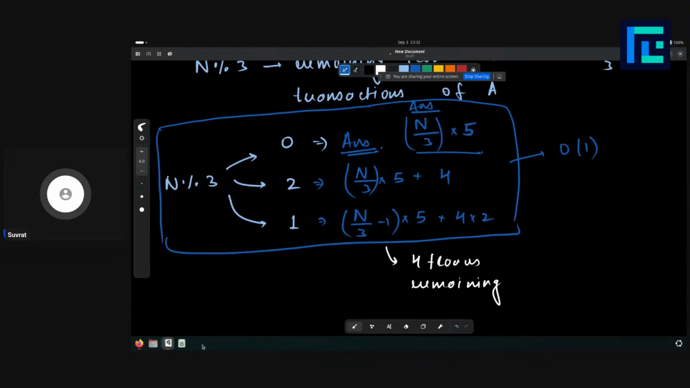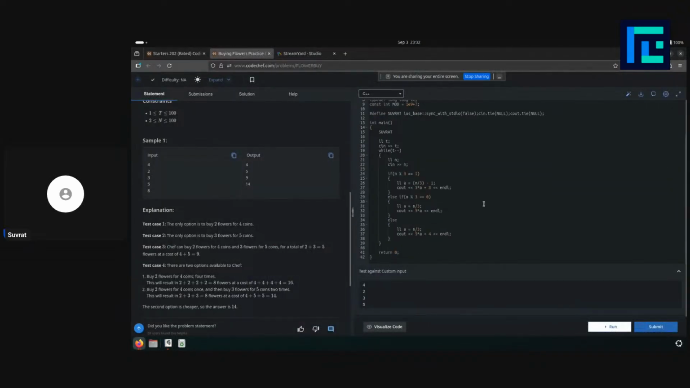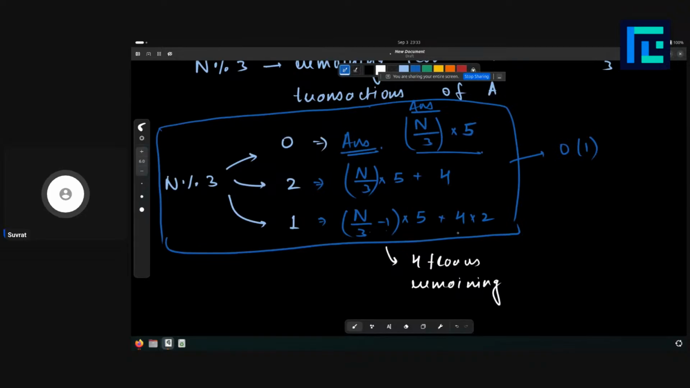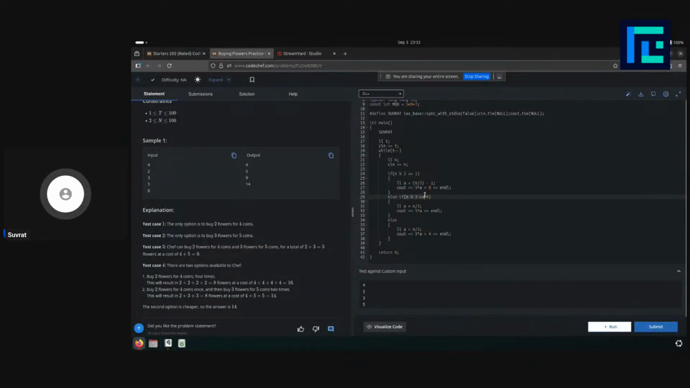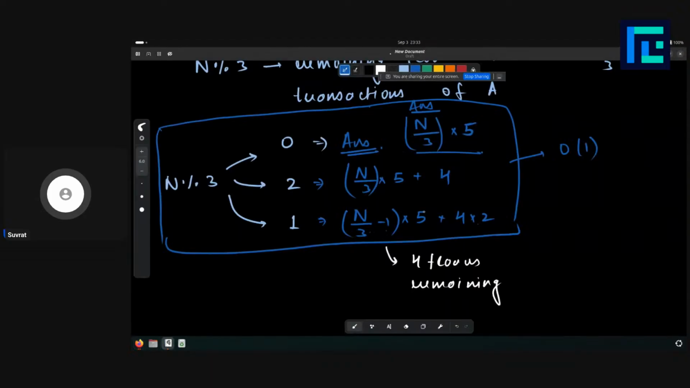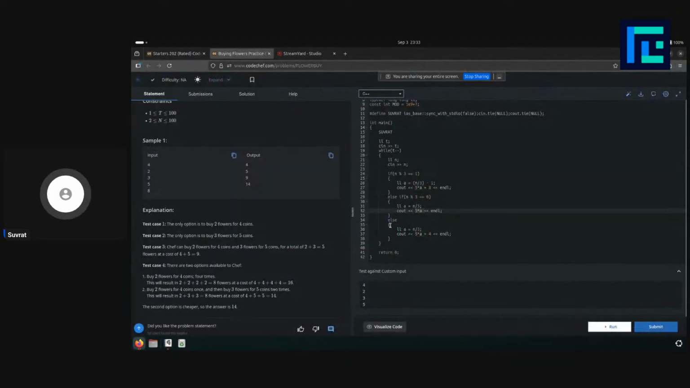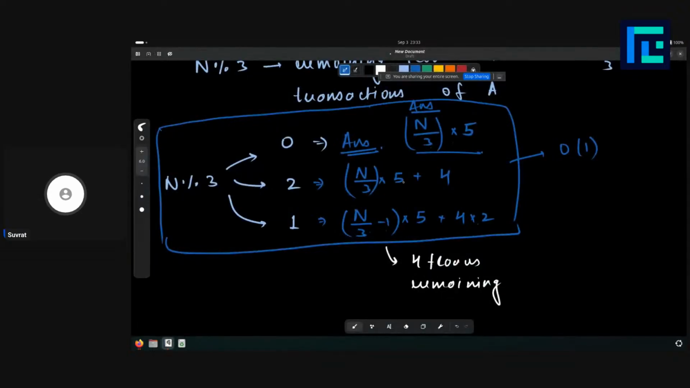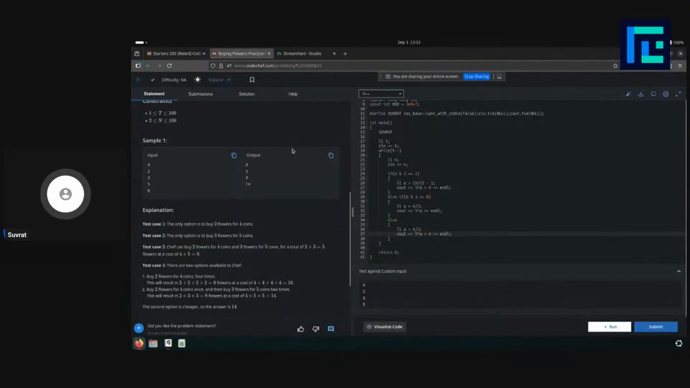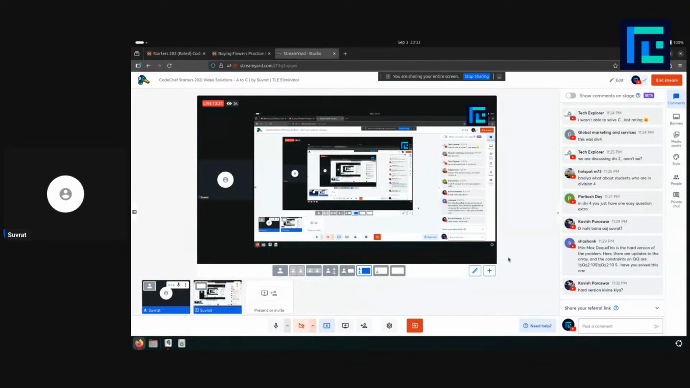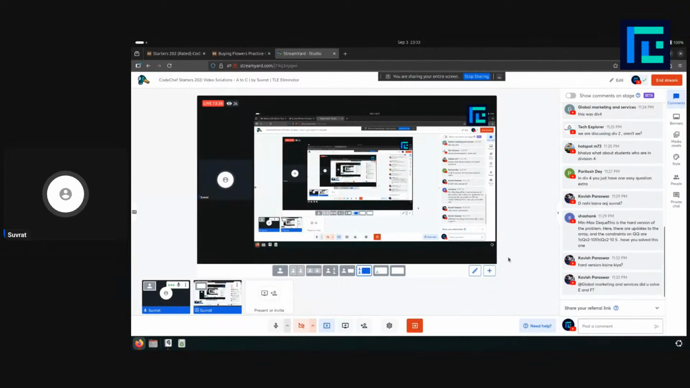So I'll show you guys the code for this. Basically, if N mod 3 is 1, then the answer would be 5 into N by 3 minus 1 plus 8. So 5 into N by 3 minus 1 plus 8. If N mod 3 is equal to 0, then the answer is simply 5 into A. If N mod 3 is 2 basically, then 5 into A plus 4. So that was the solution for problem A. If anyone has any doubts in this problem, they can ask.